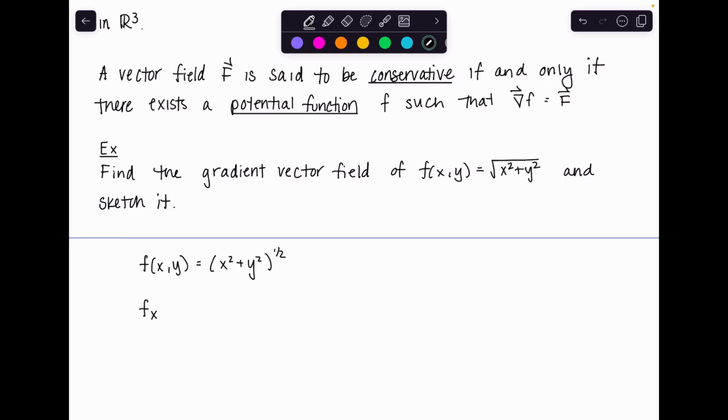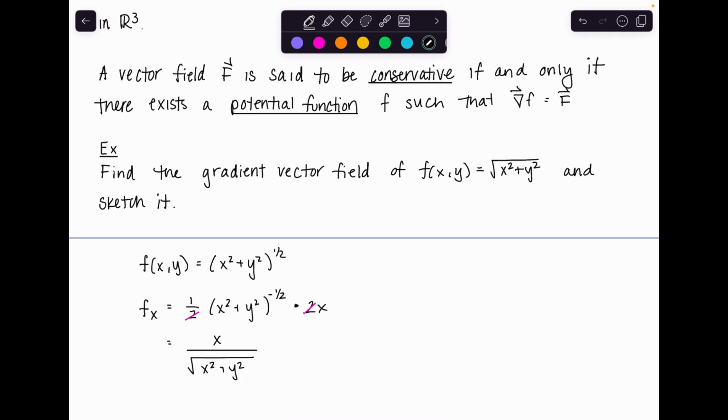So if I take the partial with respect to x, I have to bring that power down. I've got to decrease the power by 1. And then chain rule, I've got to take the derivative of the inside with respect to x. Well, that only matters on that x squared piece, so you get a 2x attached. Well, the 1/2 and 2 just cancel each other out. And then we can move that 1/2 in the bottom, which is really a square root. So we get x over the square root of x squared plus y squared.